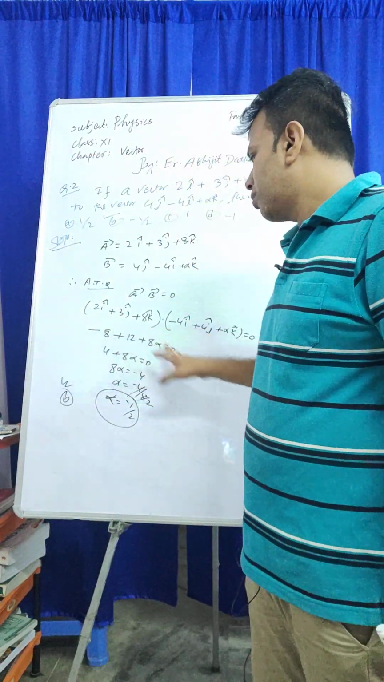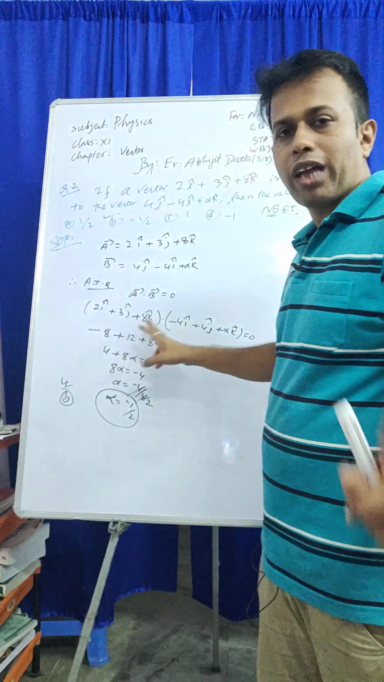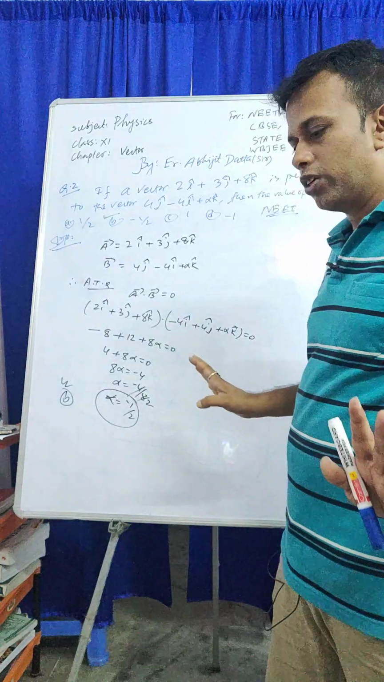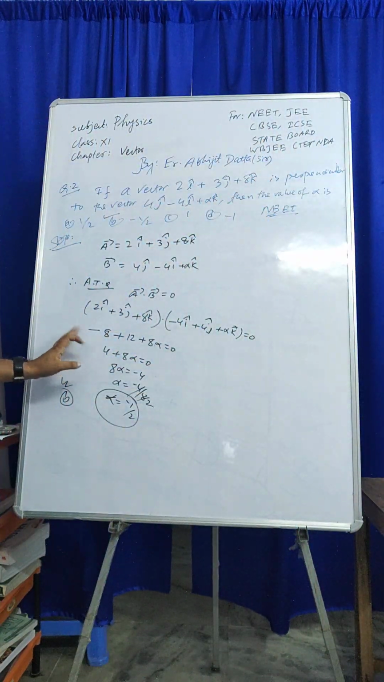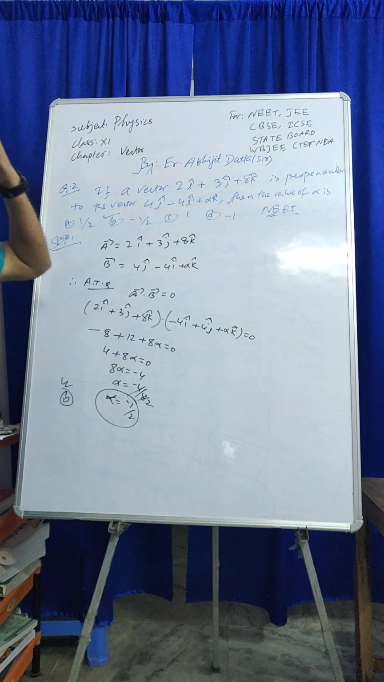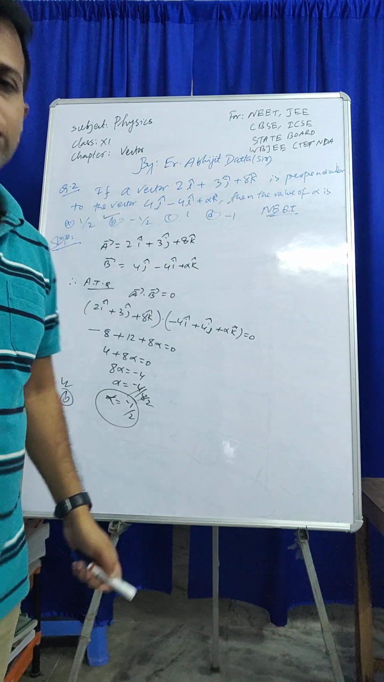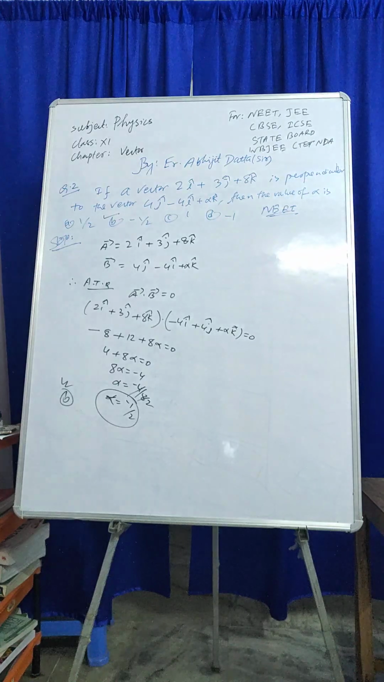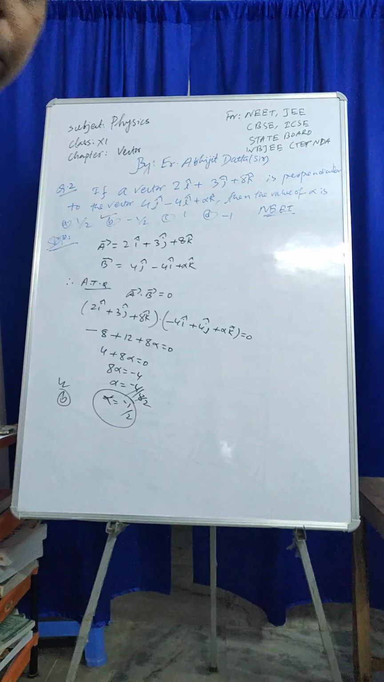So if you do the dot multiplication, we know that i dot i is 1, i dot j is 0 and i dot k is 0. Similarly, if I do the dot product here, it will come minus 8 plus 12 plus 8 alpha. After simplification, alpha is minus 1 by 2. So minus 1 by 2 is the correct answer. So move on to the next question.